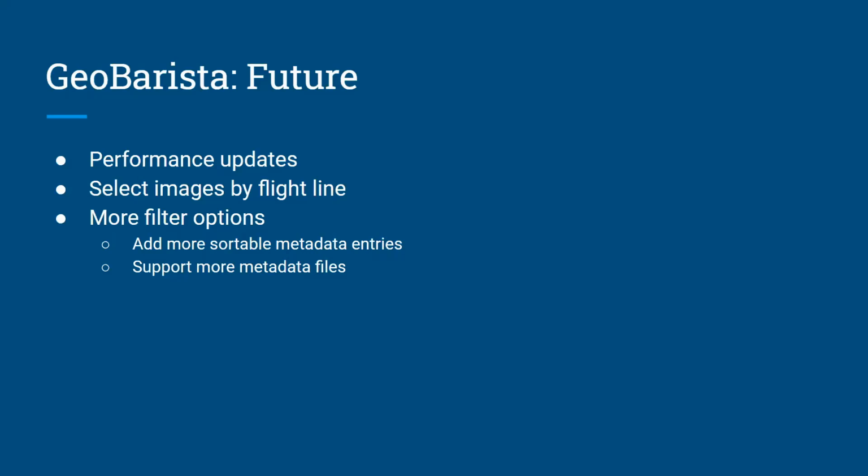And more filter options. Metadata comes in all shapes and sizes, not just the files that we support. Being able to extract data entries from those files and actually sort through them would obviously be a benefit to anyone using the program, because currently we only support generally JPEG, CSV files, and maybe one or two others. But it's very limited, given metadata can come in all kinds of formats.